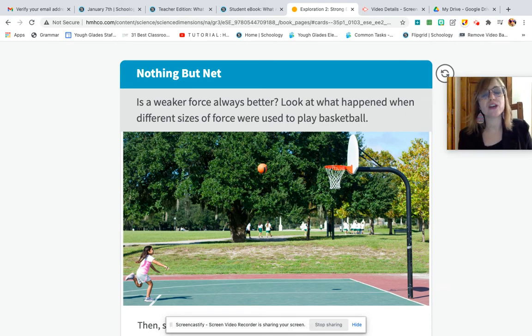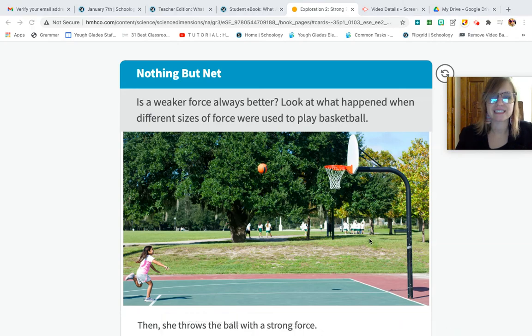Here, we are going to evaluate the force that's being applied to the basketball. Now, the goal of basketball is to get the basketball into the net. Well, how do you do that? Well, you have to throw it. You have to have just the right touch, right? So is a weaker force always better? Well, we're going to examine that same question here in the book. Look at what happened when different sizes of force were used to play basketball.